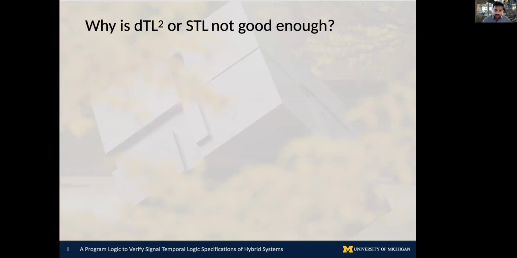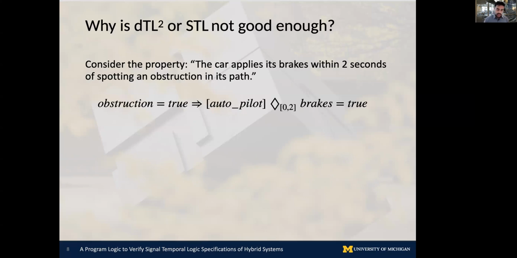Now that I've unpacked the title a bit and introduced some related works briefly, let me go over why DTL2 or STL by itself is not good enough. Consider the property, this car that we've been talking about, it applies its brakes within 2 seconds of spotting some obstruction in its path. This property could look something like: obstruction equals true implies for all traces of autopilot, this hybrid program autopilot, it is the case that within 0 and 2 seconds from now, brakes are true. That is, the brakes have been applied.